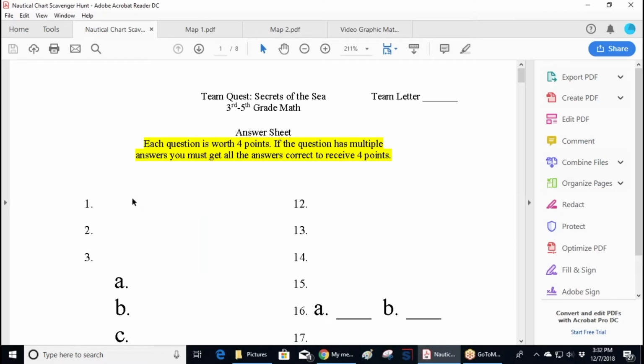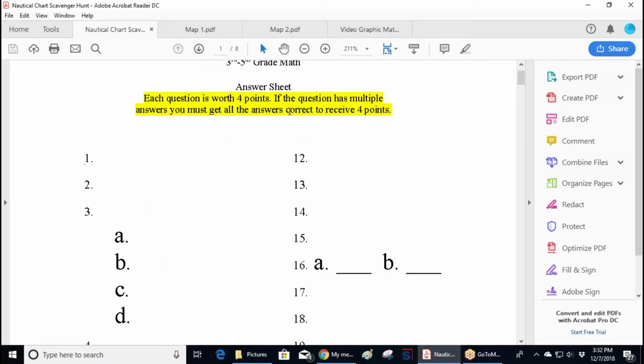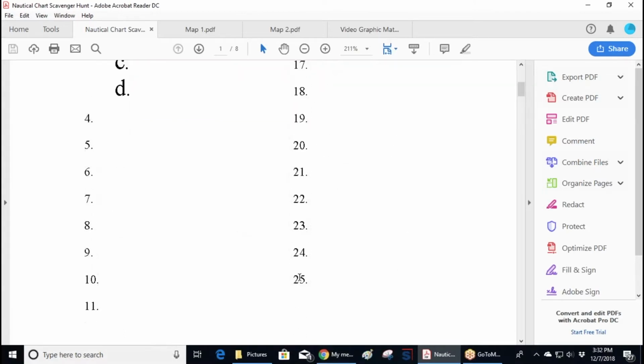As you can see, this is the answer sheet. You're going to write down all of your final answers on this paper. Each question is worth 4 points. On questions 3 and 16, you have to answer all parts in order to earn your 4 points for that question. There are 25 questions, so it's going to equal 100 total points for the math challenge.